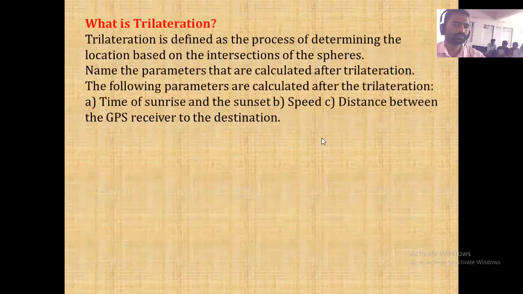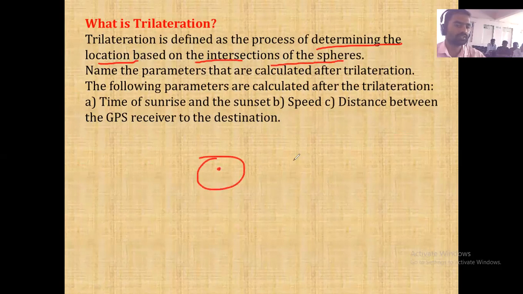This is an important question. Then, what is trilateration? Trilateration is defined as the process of determining the location based on the intersection of the 3 spheres. First, one satellite is there, and it has a sphere. Another satellite is there, and it has a sphere. Third, there will be one more satellite and its sphere. So the intersection of all the 3 means this portion. It is the process of determining the location based on the intersection of the spheres.